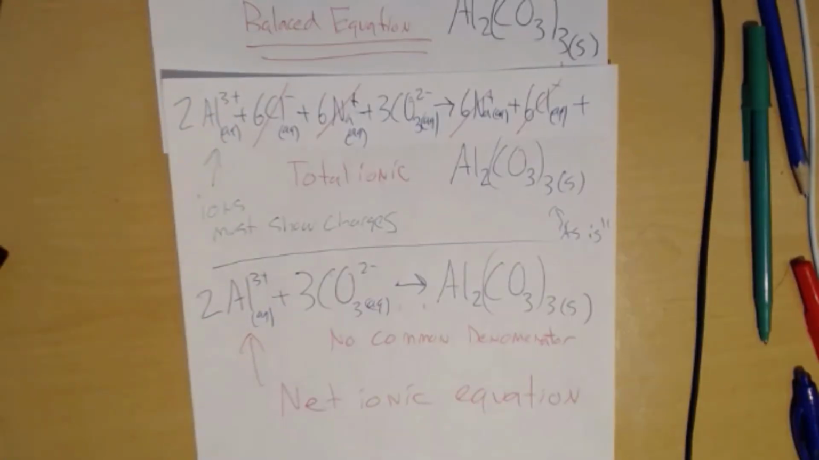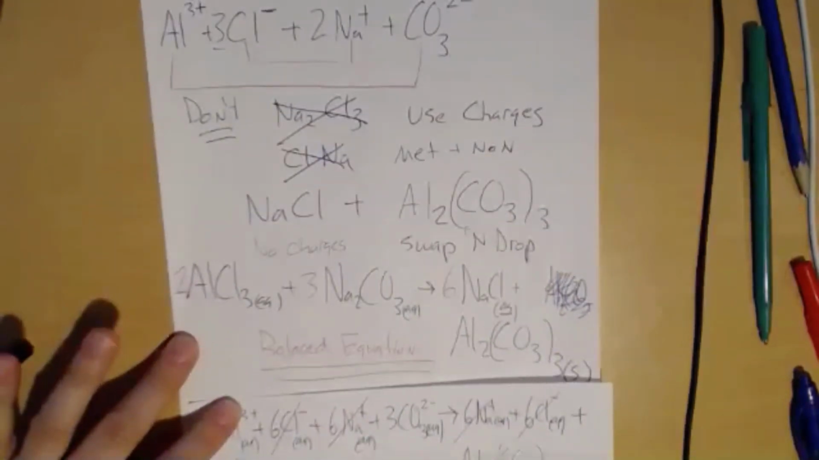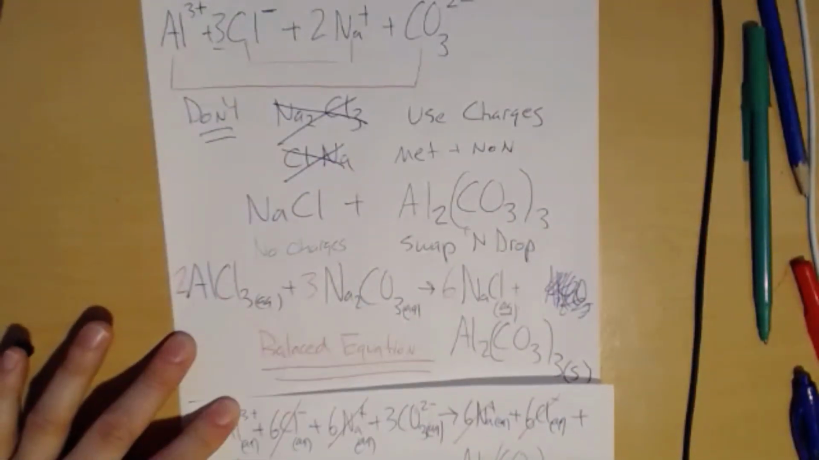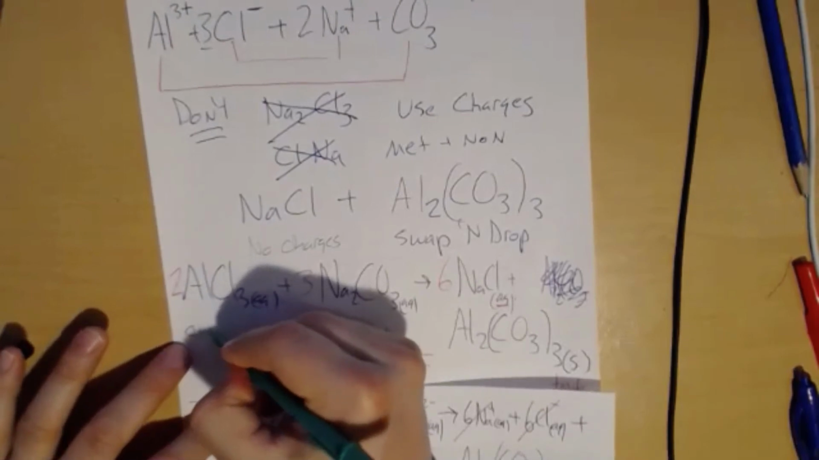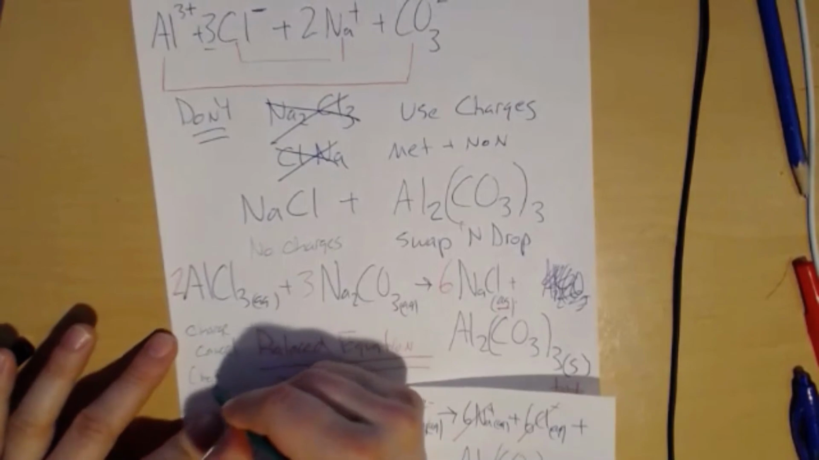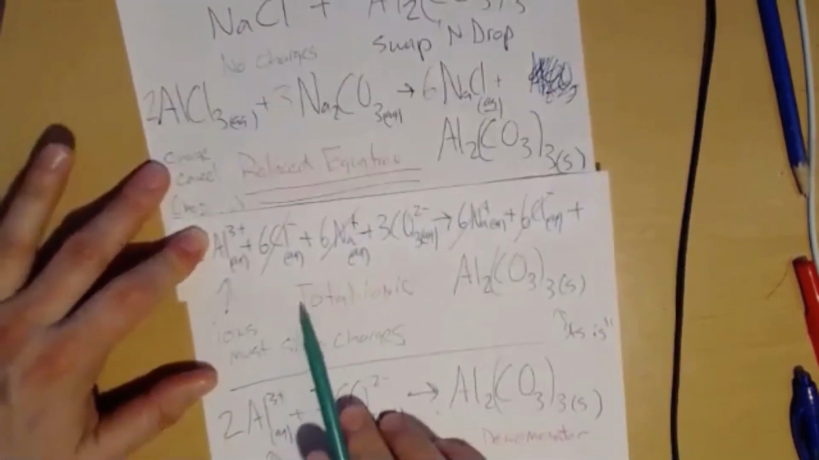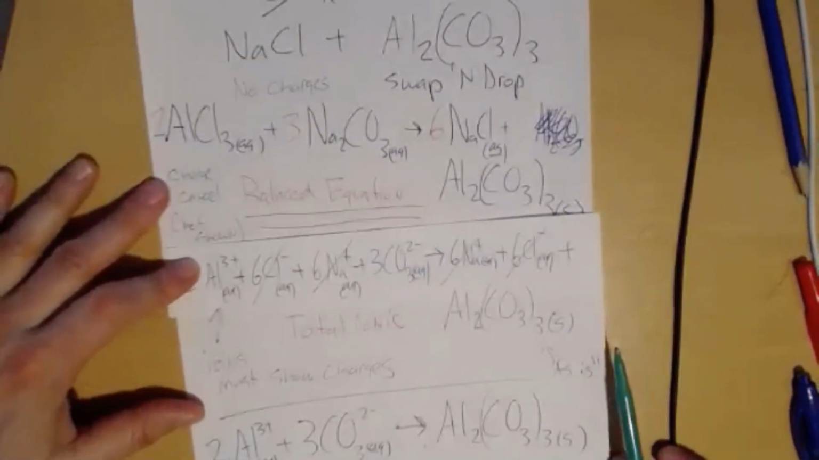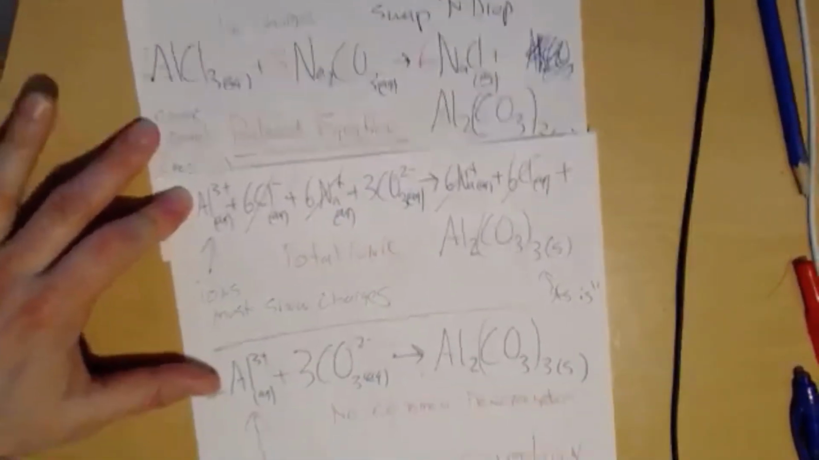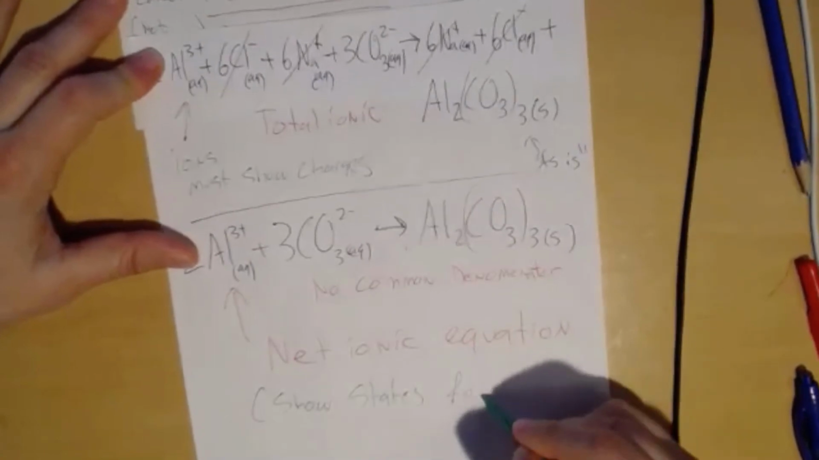Is the reason we didn't write charges for the solid because it's a solid? Yeah, because the charges cancel. Okay, let me write that. The charges cancel, so they're not shown. But when they're separate as an ion, I must show the charges. What else to say? For all of these, show the states for all 3 steps.